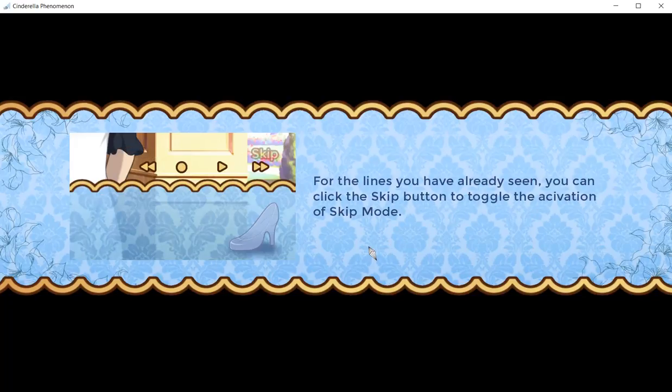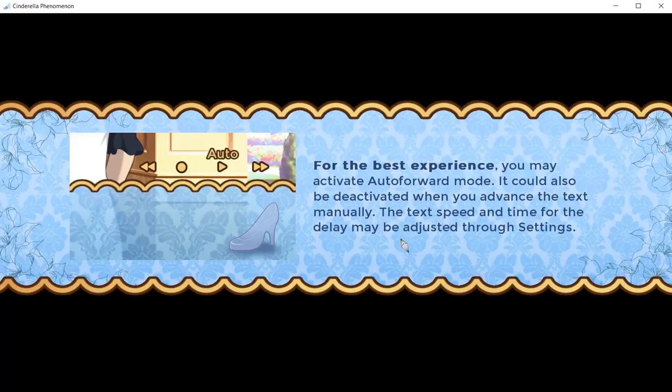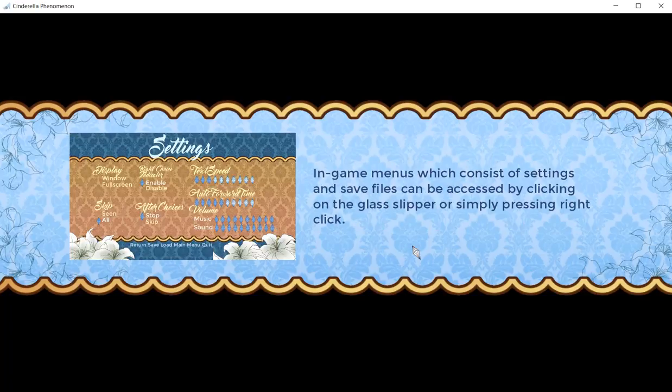For the lines you have already seen, you can click the skip button to toggle the activation of skip mode. The keyboard shortcut for this function is tab or holding control. For the best experience, you may activate auto forward mode. It could also be deactivated when you advance the text manually. The text speed and time for the delay may be adjusted through settings.